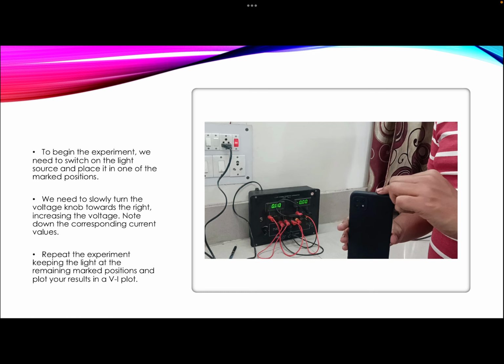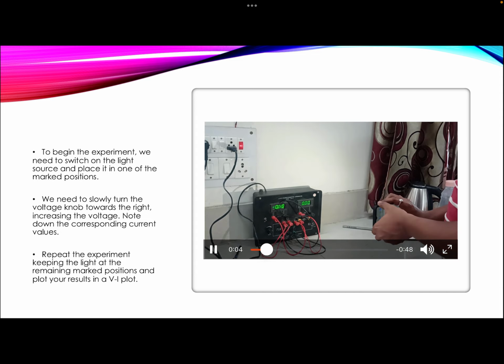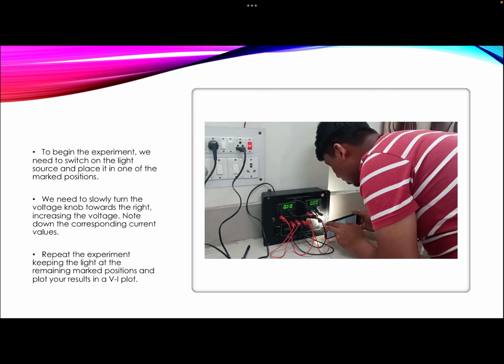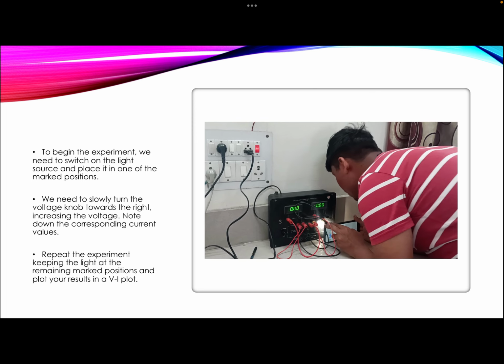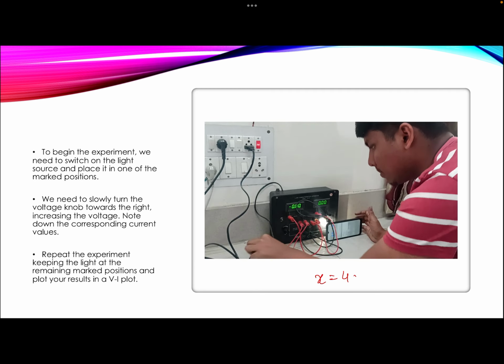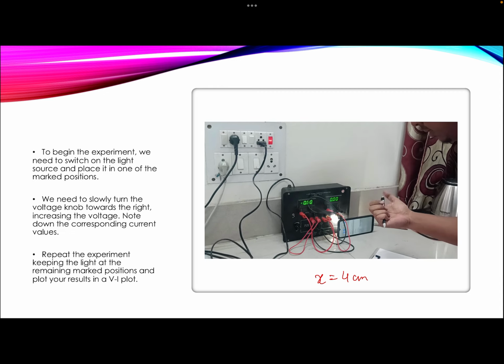So now let us take a light source. As we can see, we are using the flashlight from a mobile phone, and we are shining it onto the LDR. We'll keep the mobile phone at the markings that were taken by us before. Keeping the phone at a marking, in this case I am keeping it at x equals 4 centimeters, and I am taking the measurements.